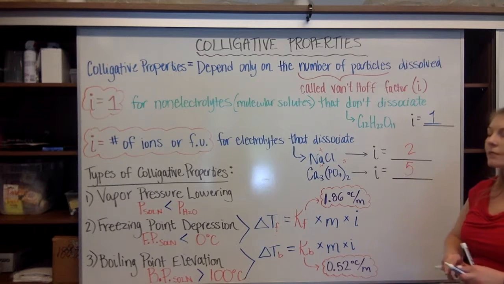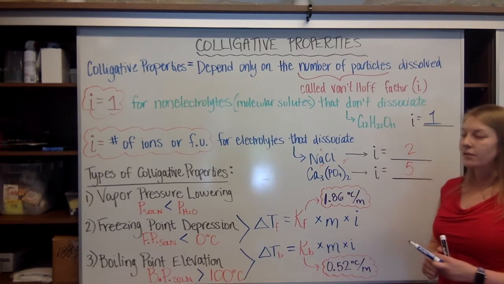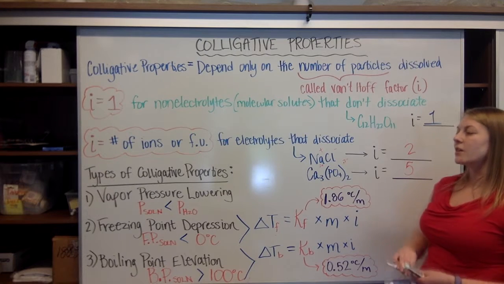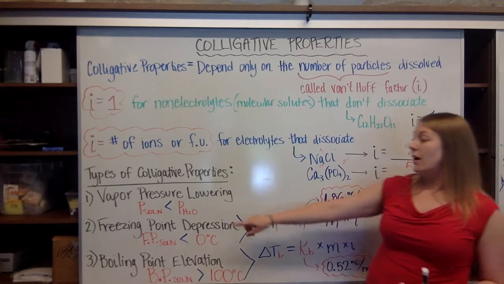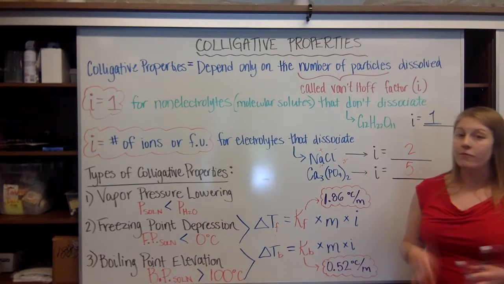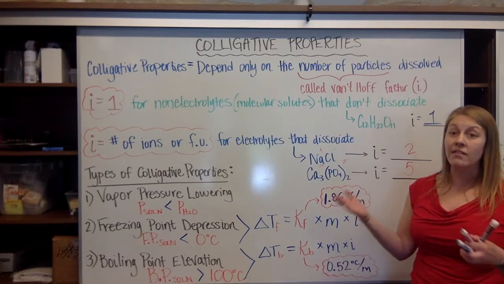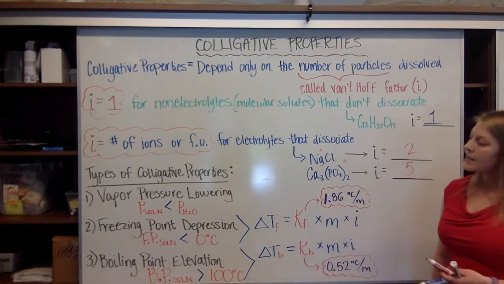Now, what this all can be used for is looking at types of colligative properties. So there are certain colligative properties. Again, they depend on the number of particles dissolved. The most common ones that we talk about are vapor pressure lowering, where the vapor pressure of the solution will be less than the vapor pressure of the solvent.